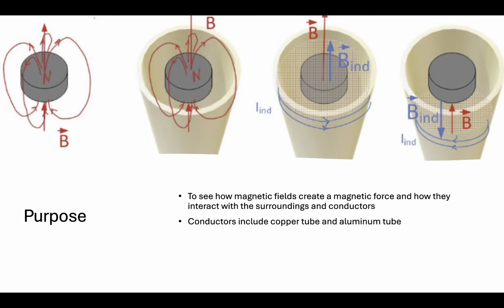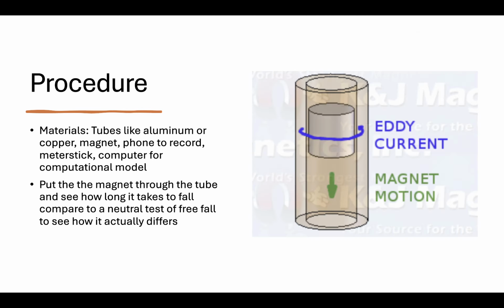So the purpose. The purpose of this lab is to see how magnetic fields create a magnetic force, and then how those interact with the surroundings and the conductors. The conductors include a copper tube and an aluminum tube that we use.